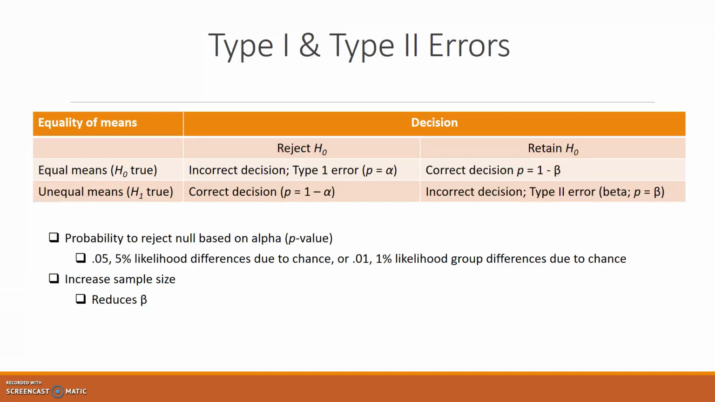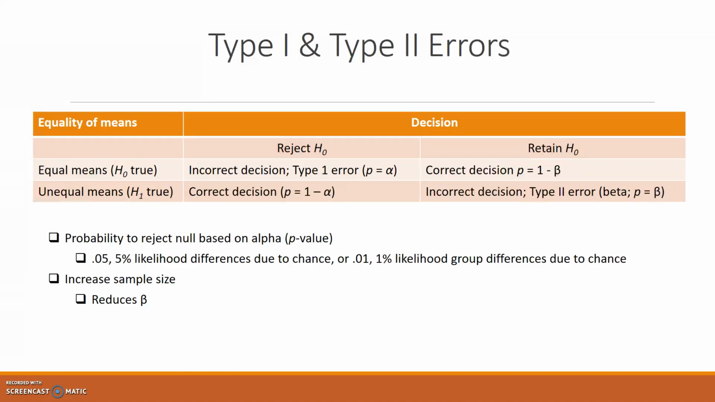And so we want to do the best we can to make the correct decision. We want to be mindful of type 1 errors, where we don't want to falsely reject a true null, and we don't want to make a type 2 error, where we accept a null that should be rejected.